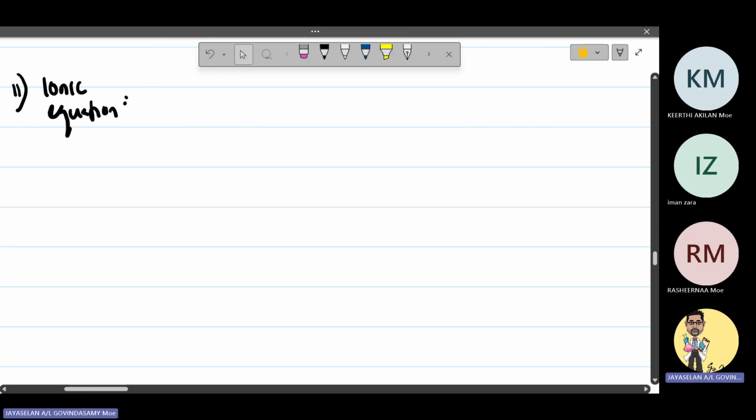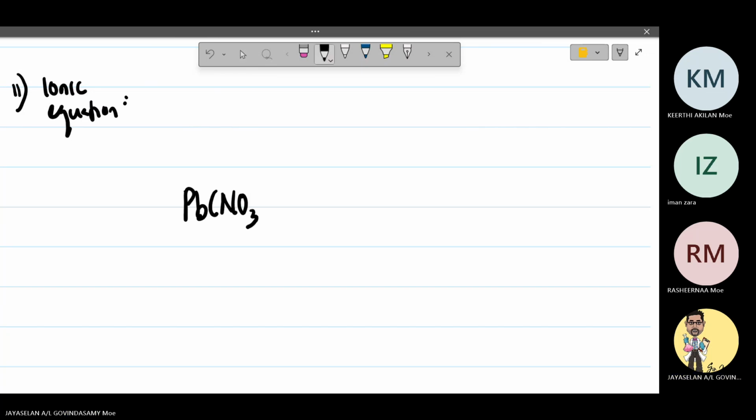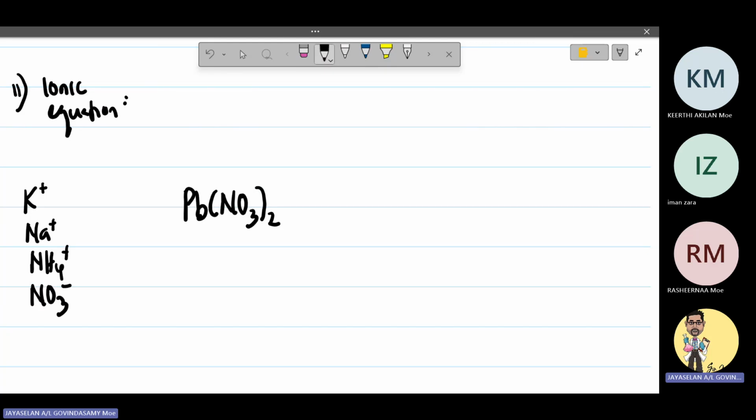You all see. Okay, lead nitrate. Is there a hydrogen ion? No. Is there a hydroxide ion? No. That means this is a salt. When it is a salt, you ask what salt this is. If it has potassium ion, sodium ion, ammonium ion or nitrate ion, this is a soluble salt. So here you put, this is soluble.